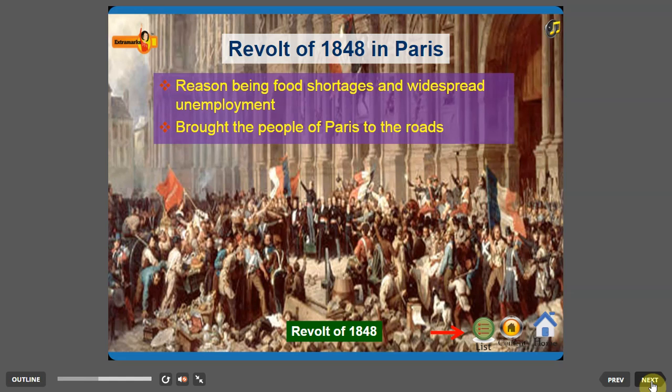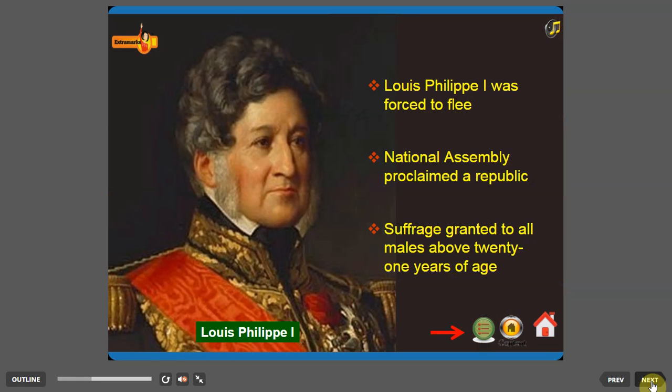Now, the revolt of 1848 in Paris. With all these economic hardships and population growth, Louis Philippe was not able to solve the problems of the common people. So, because of the food shortage and widespread unemployment, all the common people came to the roads of Paris, and that resulted in the revolt of 1848. Louis Philippe was first forced to flee. A national assembly proclaimed a republic, and suffrage was granted to all males above 21 years of age.